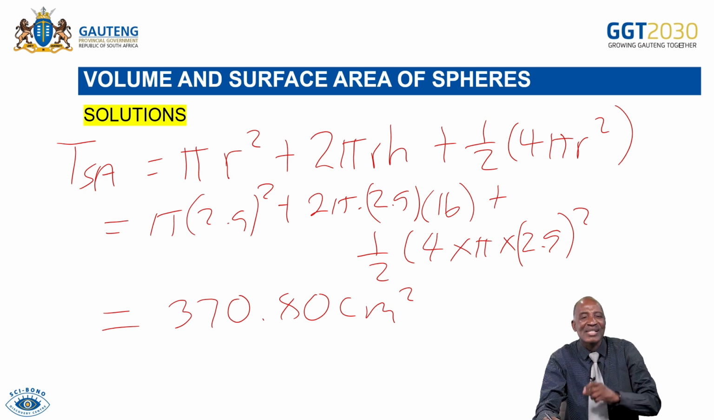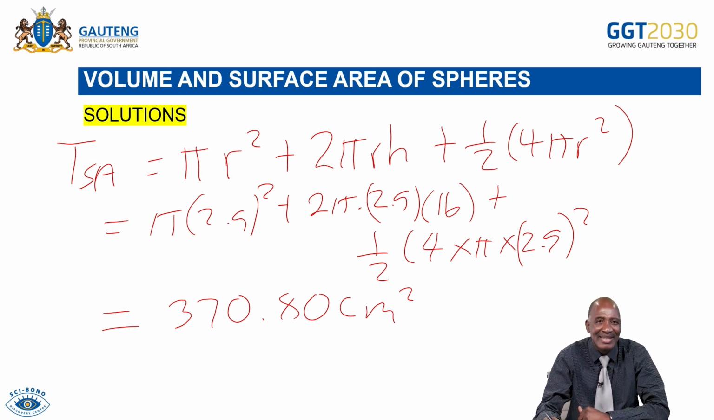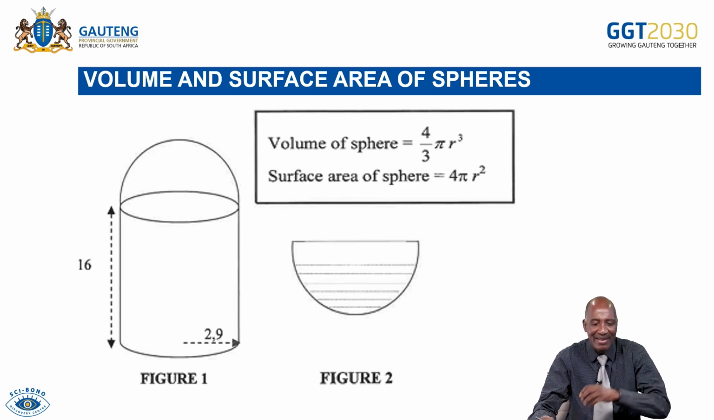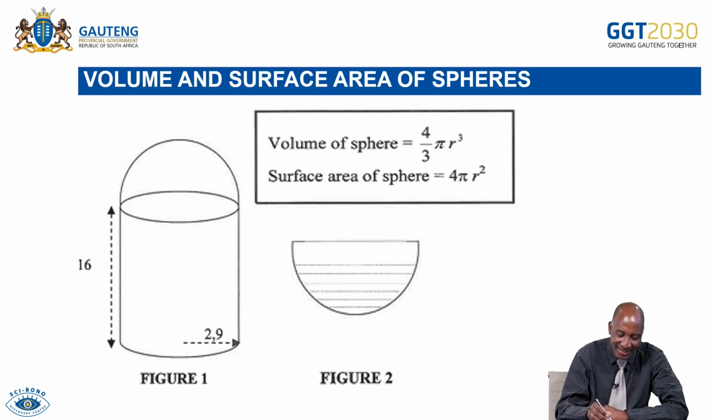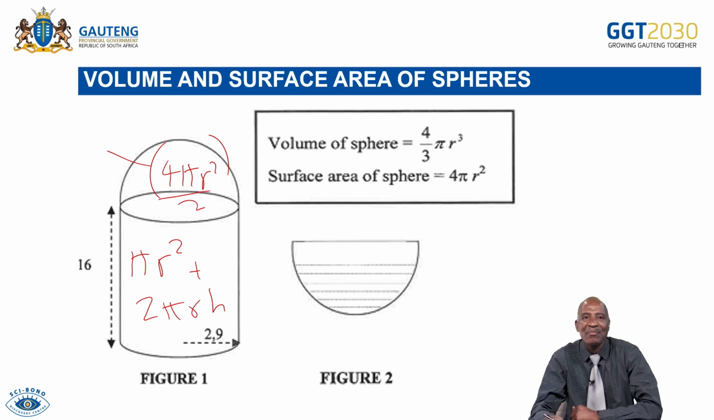We'll substitute using r into the formula. But total surface area here was a bit tricky because you should have noticed that once you remove this lid, the container is open at the top. Therefore, the total surface area here will only be pi r squared plus 2 pi r h plus 1/2 of 4 pi r squared. Half of it, divide by 2, because it's a hemisphere.